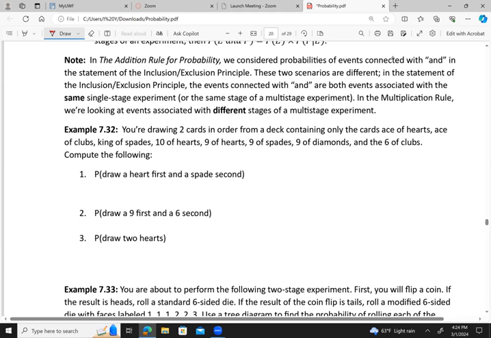How many hearts do I have? 1, 2, 3. 3 hearts. How many cards do I have? 1, 2, 3, 4, 5, 6, 7, 8 cards. The probability of getting a heart is 3 over 8.